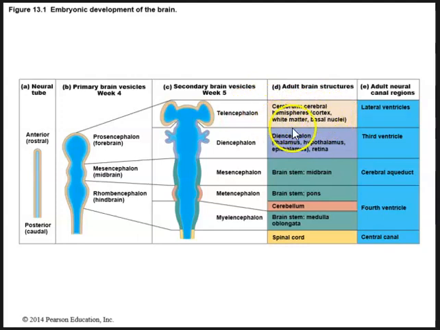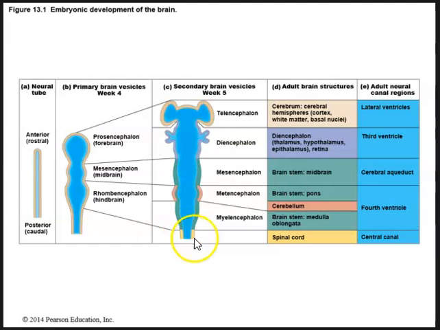including the cortex, the white matter, and the basal nuclei. The diencephalon will have these structures: the thalamus, hypothalamus, the epithalamus, and also the retina within the eye. The mesencephalon stays the mesencephalon; its adult brain structure is the brainstem, particularly that first part of the brainstem, which is the midbrain. And then from the rhombencephalon, we have the two secondary brain vesicles, the metencephalon and the myelencephalon. The metencephalon becomes the pons of the brainstem, as well as the cerebellum. And then the myelencephalon becomes the medulla oblongata of the brainstem.